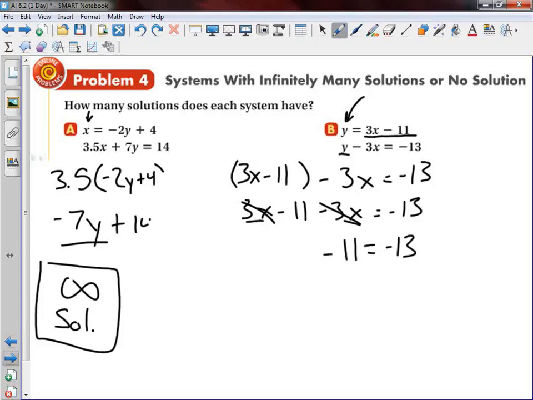Now we get to this point, we have negative 11 is equal to negative 13. Now, unlike the last problem where we had something that was true, this is not true. Negative 11 is not equal to and will never be equal to negative 13, which means I have a no solution problem, no sol.